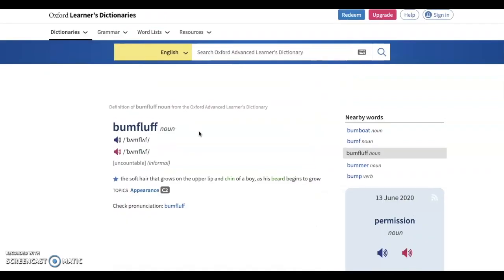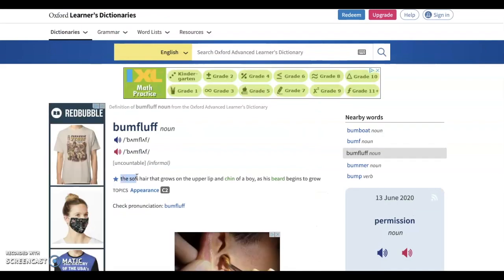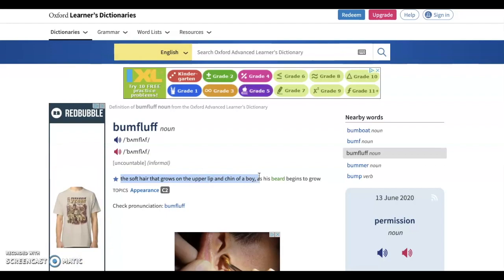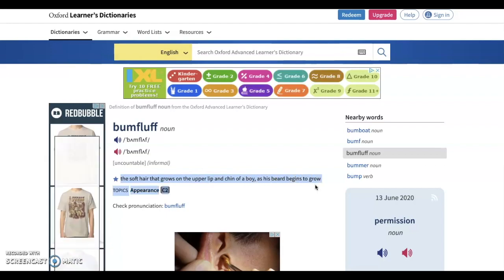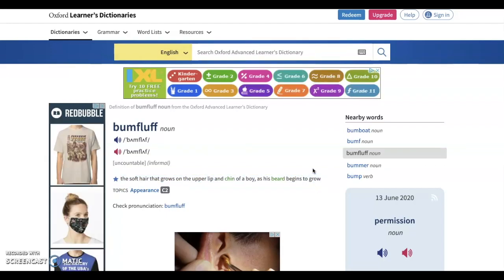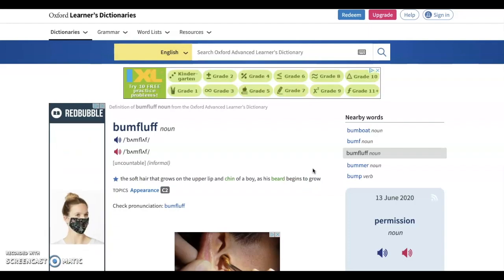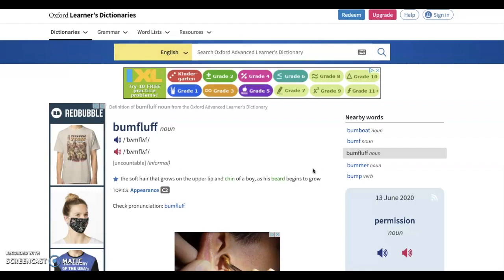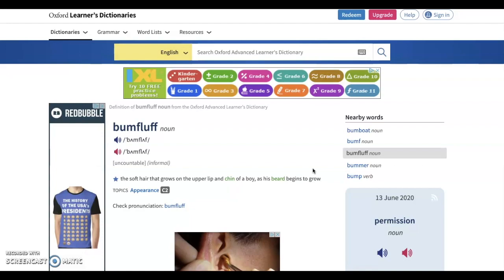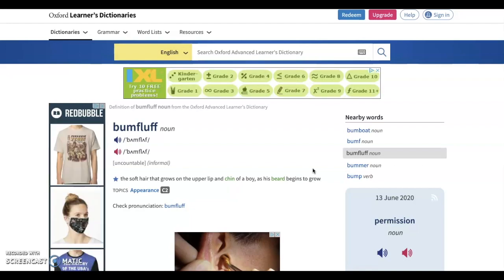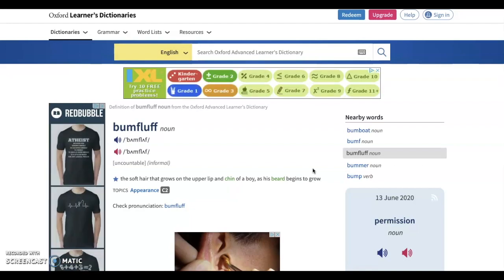Well, if you click on it, you're taken to this page. It says, bum fluff is the soft hair that grows on the upper lip and chin of a boy as his beard begins to grow. So next time you see your friend showing off his beard, you can say, hey man, nice bum fluff.